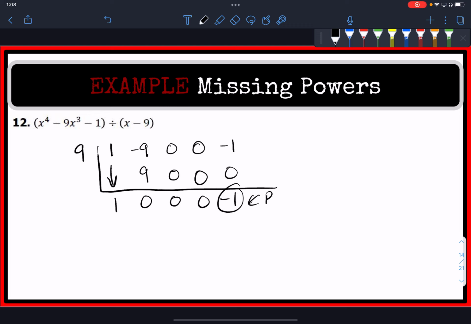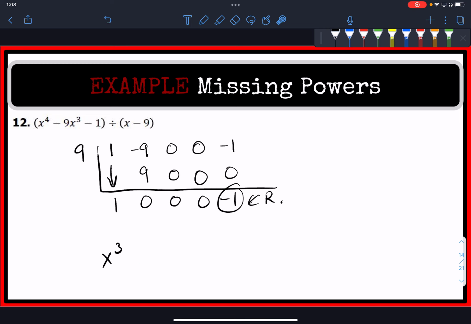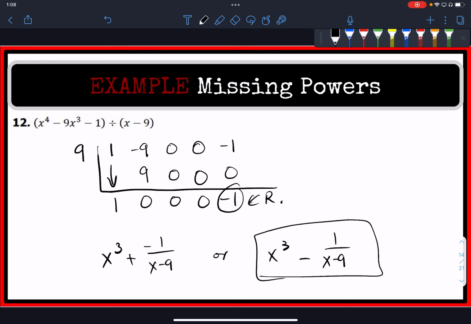So our last number is our remainder. So our solution here is x to the third power, because again, we start off with the fourth. So this is going to be x to the third power plus 0x to the second plus 0x to the first plus our constant of 0 and then our remainder. So plus 1 over x minus 9. But of course, because these are 0, we don't have to write those, and we could just simply jump to the last one. So x to the third power plus negative 1 over x minus 9, or x to the third power minus 1 over x minus 9. So that is our solution.